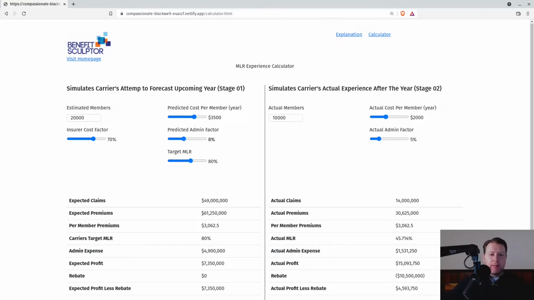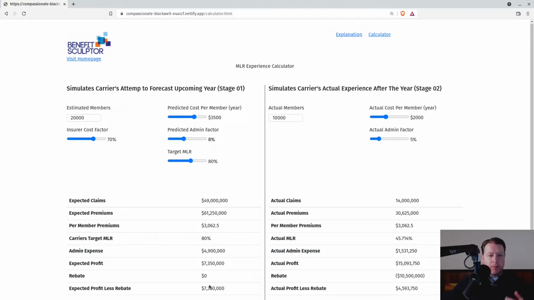MLR is claims divided by premiums. So premiums are calculated as technically premiums divided by claims. And that factor, or you can just take the percentages. So 1.0 divided by 0.8, yeah, that's 125%. So that's how we calculate the expected premiums. And then we divide that out by the number of members, and we get a per member premium of $3,062.50.